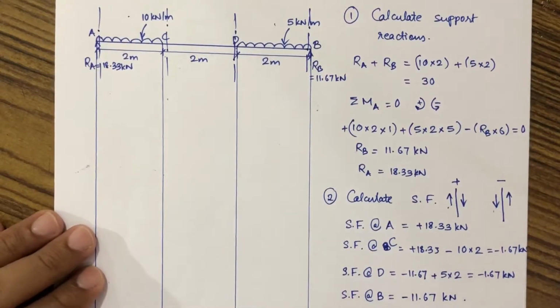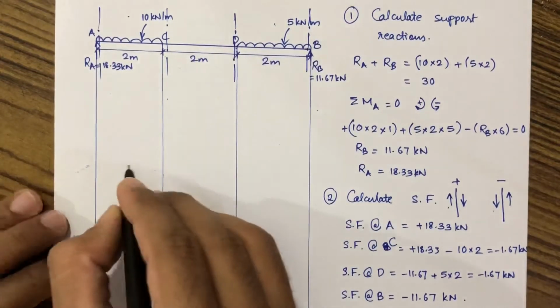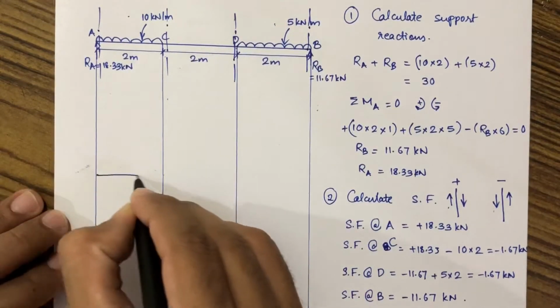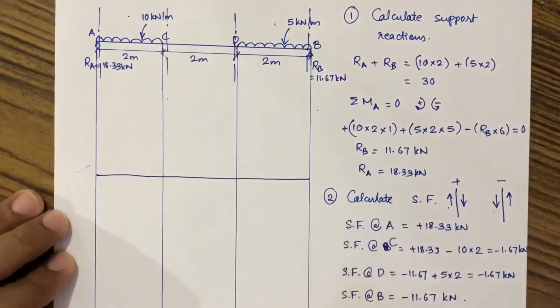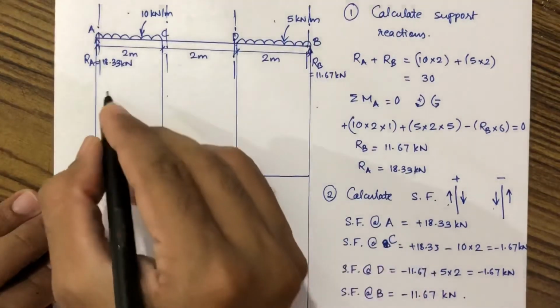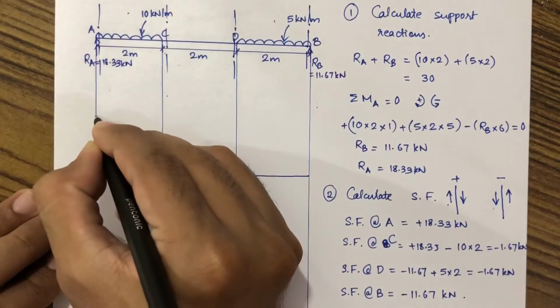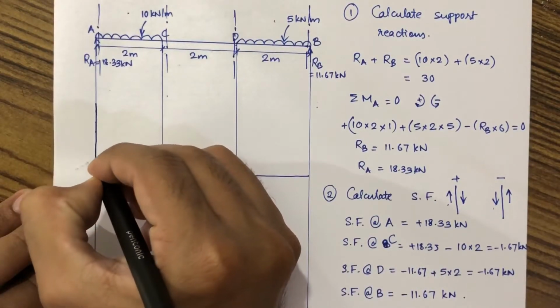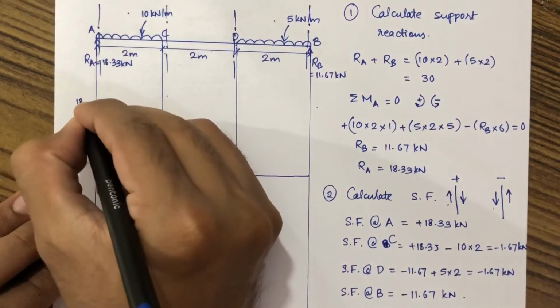Okay, so we have calculated the shear force. So we can draw the shear force diagram based on that. So let us draw a shear force diagram. So shear force at A is given as plus 18.33. So this is going upwards, 18.33.